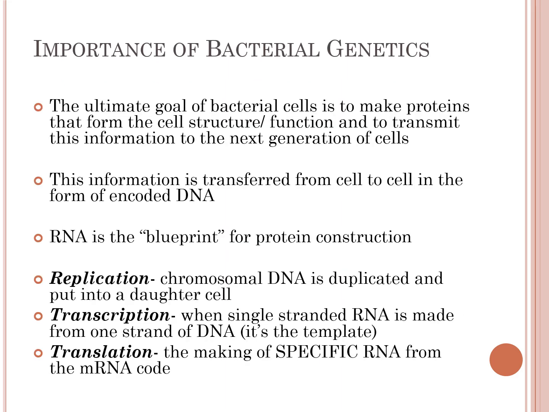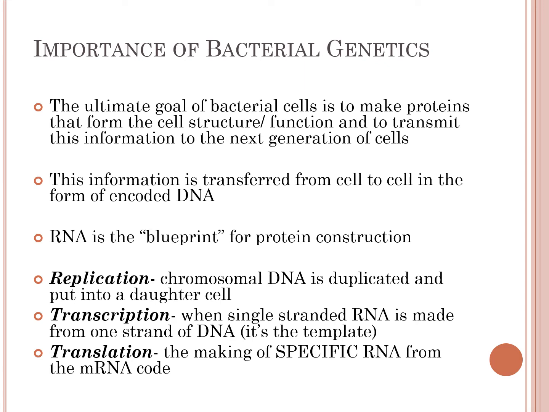The ultimate goal of bacterial cells is to make proteins that form cell structures and function and to transmit that information into the next generation. Bacteria strive to make proteins from cell structures and transmit them into the next generation, so their goal ultimately is to make babies. Okay? This information is transferred from cell to cell in the form of encoded DNA, and RNA is the blueprint for that protein construction.